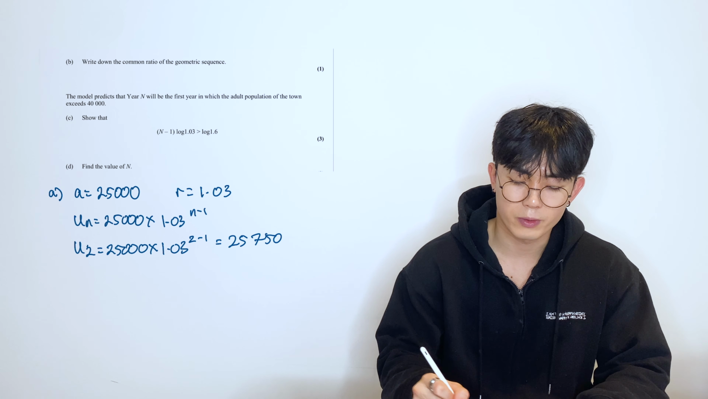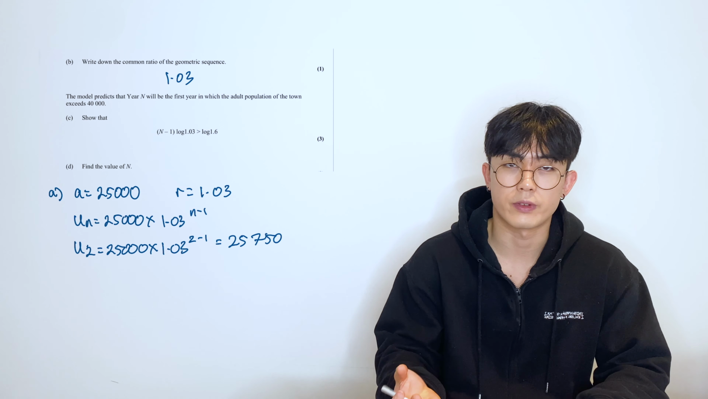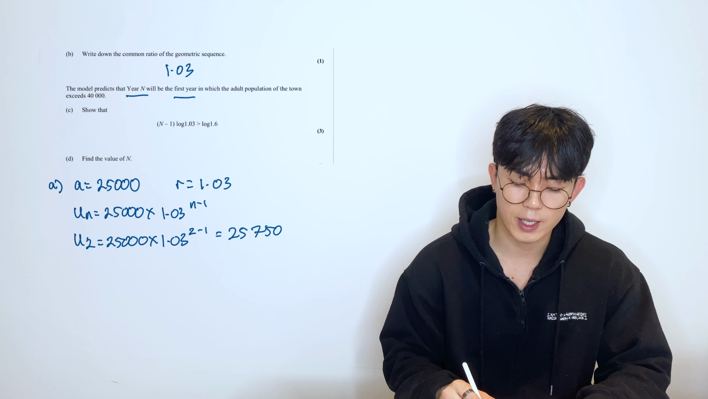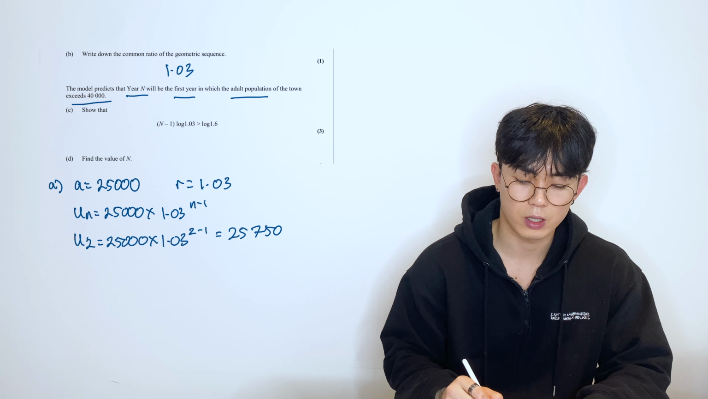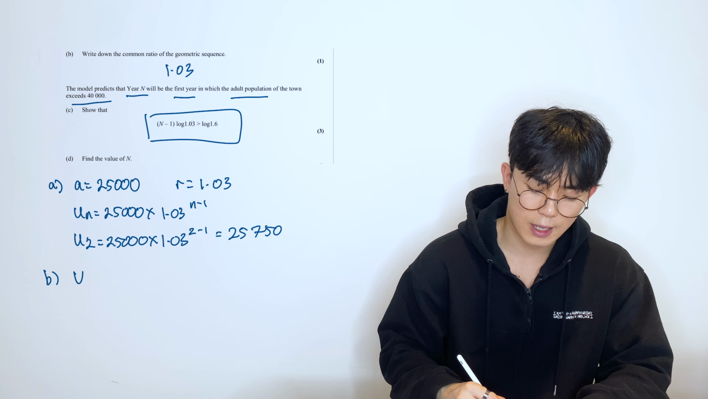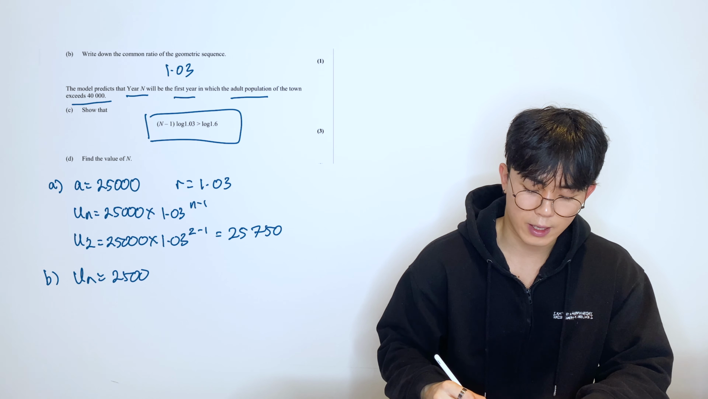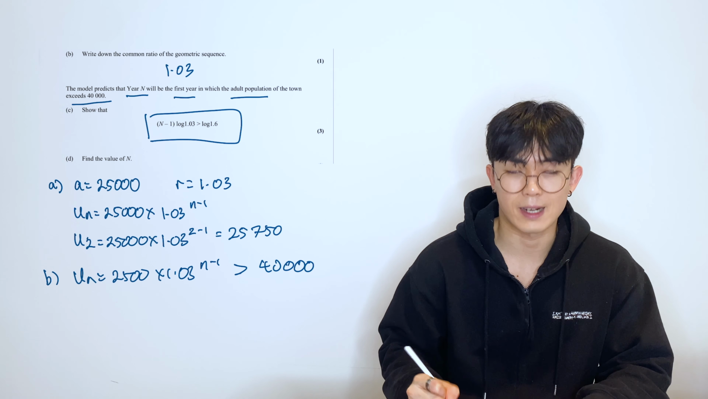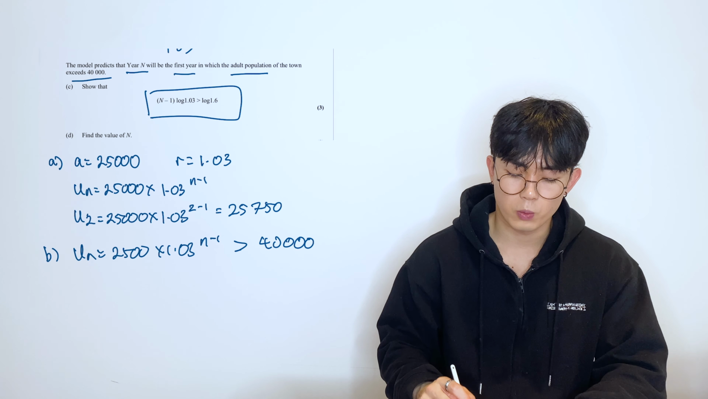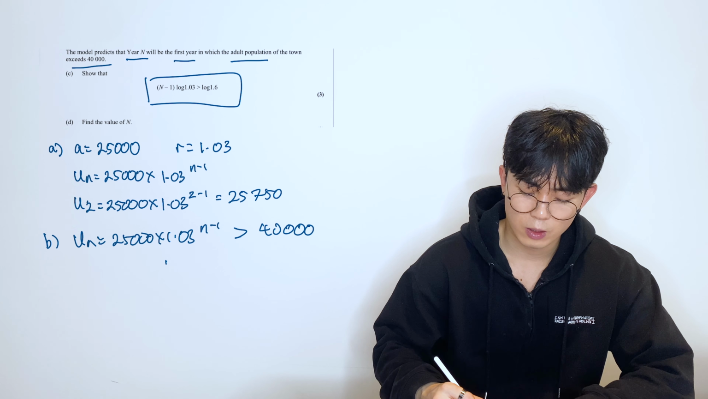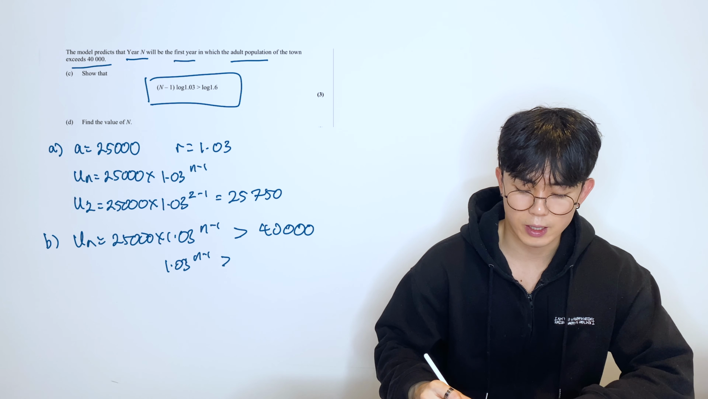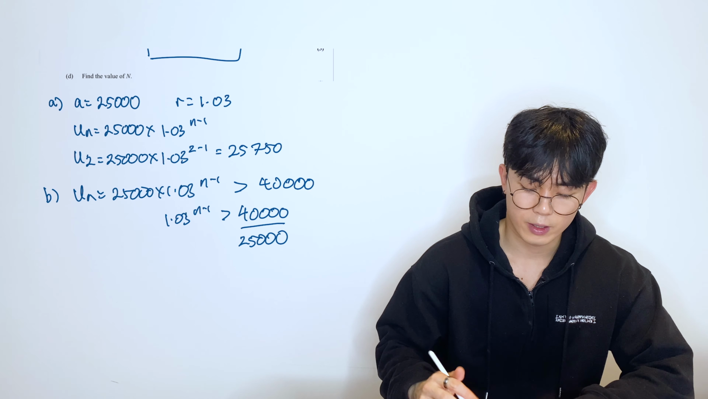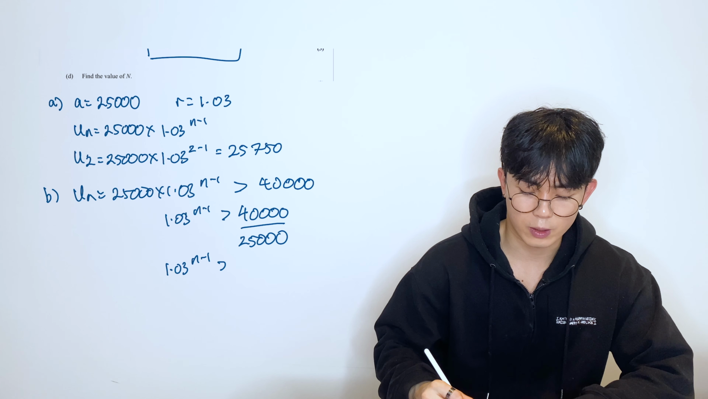B is asking us to write the common ratio. Well, we worked that out already, right? So it's 1.03, so that's quite simple. C, the model predicts that year N will be the first year in which the adult population will exceed 40,000. Show this. So we're looking at the nth term equation, and they're saying at a certain value of N it's going to exceed 40,000. So we can create an inequality like this. And now we can rearrange this. So I can say that 1.03 to the power of n minus 1 is equal to or greater than 40,000 over 25,000. If you simplify that, that becomes greater than 1.6.